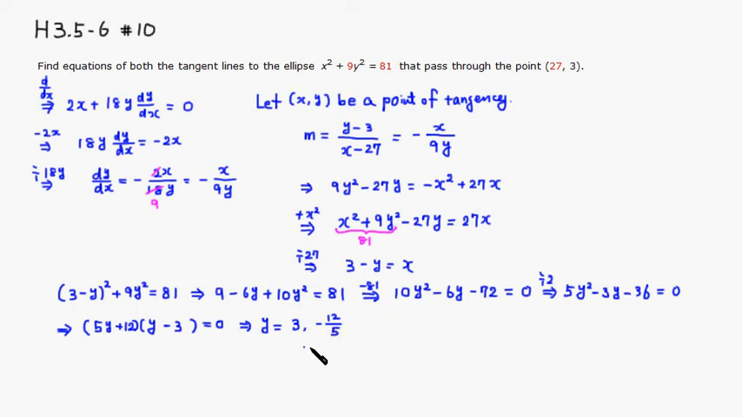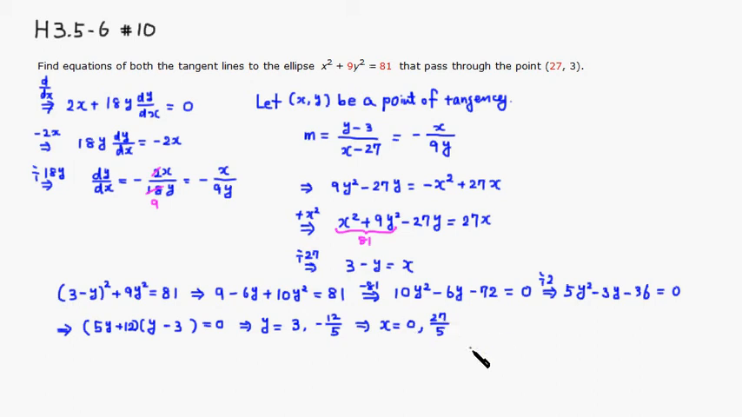All right, so once you have a y value, x value is easy to find because all you have to do is 3 minus y value. So this gives you x is going to be equal to, if y is 3, 3 minus 3, so x is 0. And if y is negative 12 over 5, you're going to have 3 minus negative 12 over 5. So it's going to be 15 over 5 plus 12 over 5, so it's going to be 27 over 5.